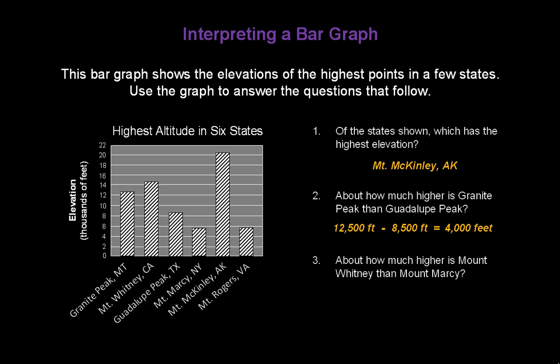Here's our third question. About how much higher is Mount Whitney than Mount Marcy? Well, once again, we need to find those bars. Mount Whitney is the one shown here. Mount Marcy is the other one shown here. And to find how much higher one is than the other, we're looking for the difference. We take the highest peak, which is Mount Whitney. It's a little bit above 14,000, so we'll call it 14,500 feet. Subtract the smallest height. It looks like Mount Marcy is almost to 6,000, but not quite, so we'll call that 5,500 feet. And the difference between the two then is 9,000 feet.